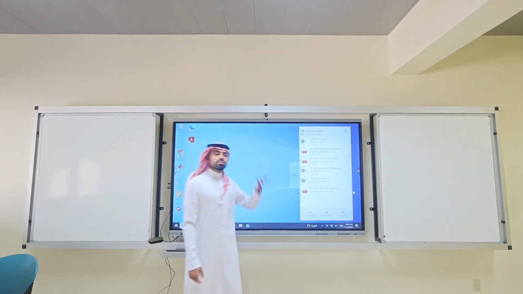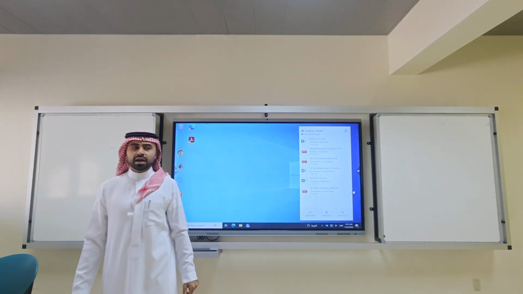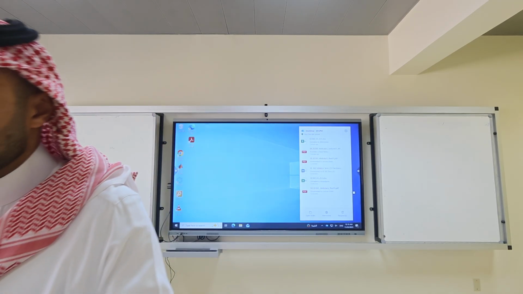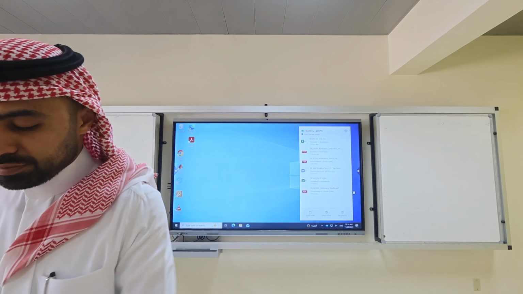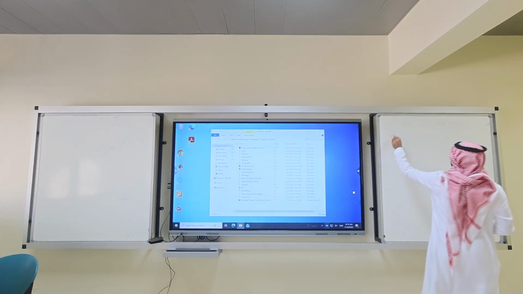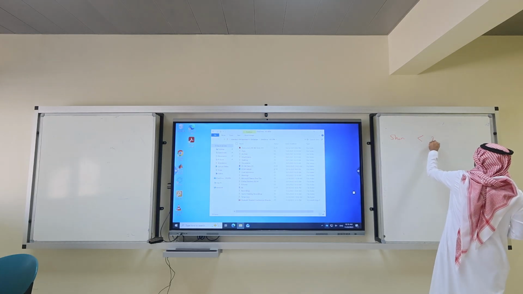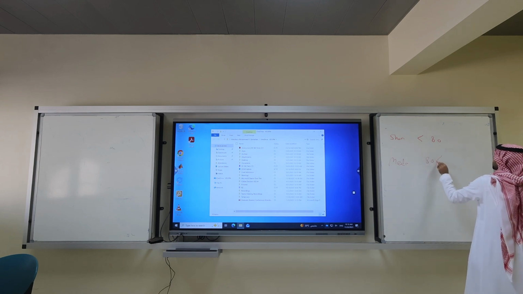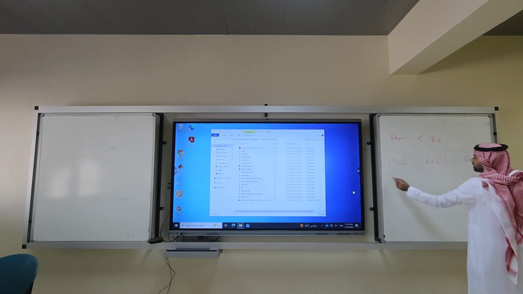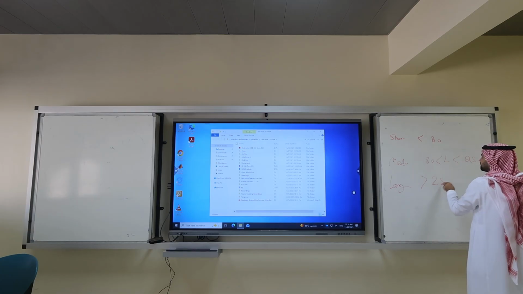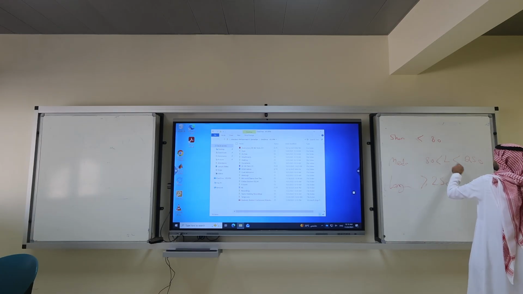So today, last time we talked about the short transmission line. What is the length of a short transmission line? Under 80 kilometers. So short is under 80 km. Medium is 80 to 250. And long is greater than 250. Maybe you put equal, I don't care. Doesn't matter.